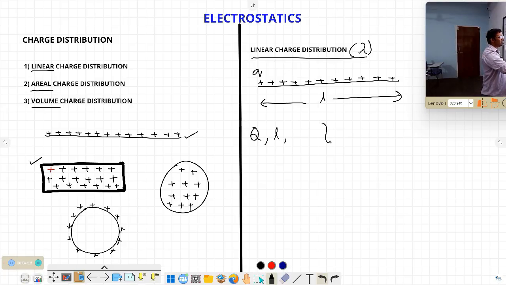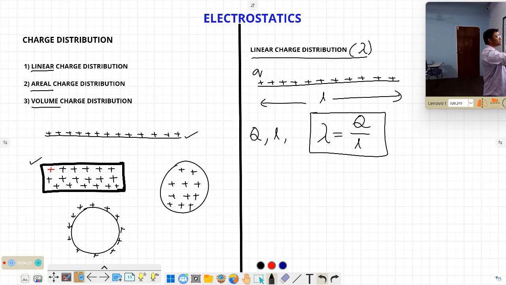What is lambda? Lambda can be defined as the charge accumulated per unit length, which is called linear charge distribution. How much charge is accumulated per unit length? This is the total length, and this is the charge. How much charge is present per unit length compared to the total charge? That charge per unit length is called linear charge distribution.